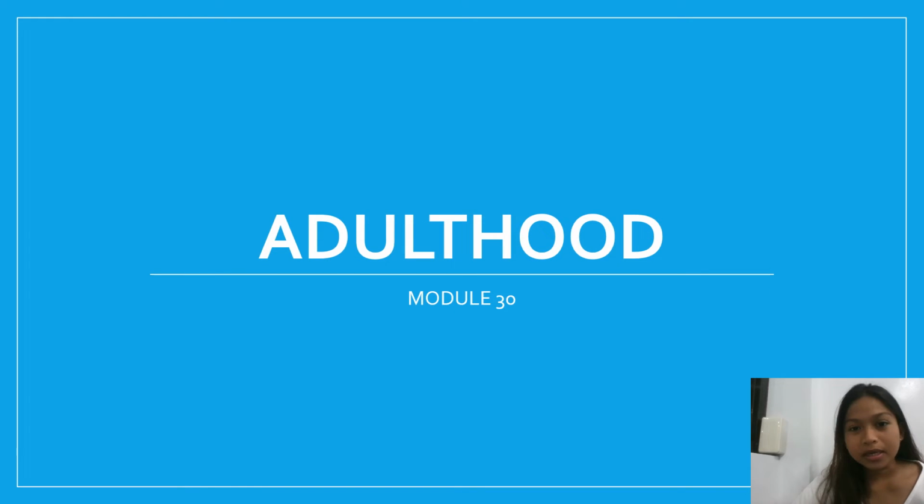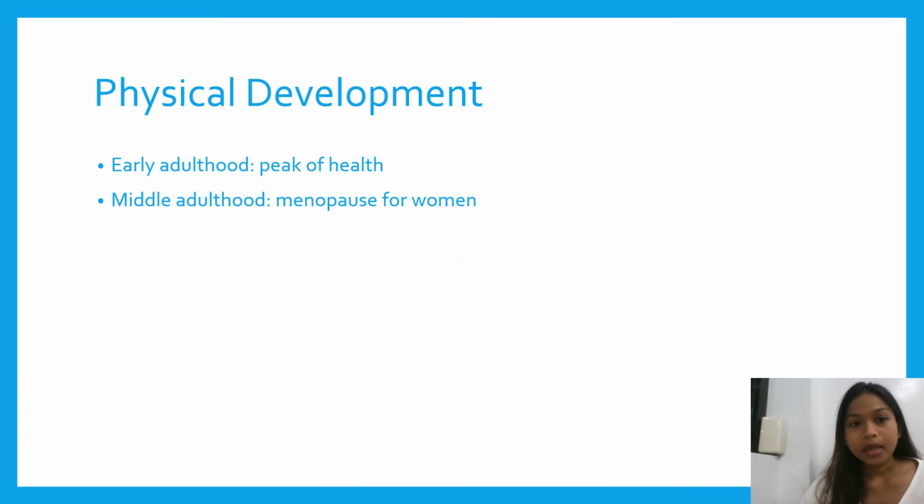The next topic is adulthood. Physical development: early adulthood is the peak of health, and middle adulthood brings menopause for women. Adulthood marks the peak of physical health. Physical changes occur relatively gradually in men and women during adulthood. One major physical change occurs at the end of middle adulthood for women. Women begin menopause, after which they are no longer fertile.